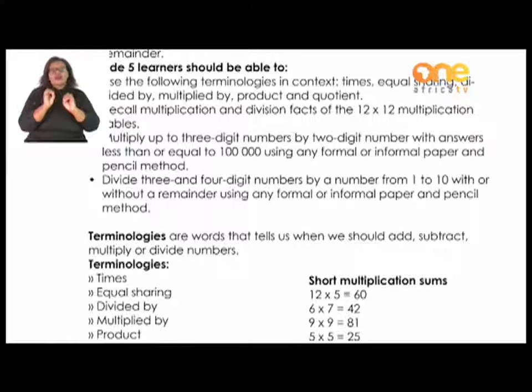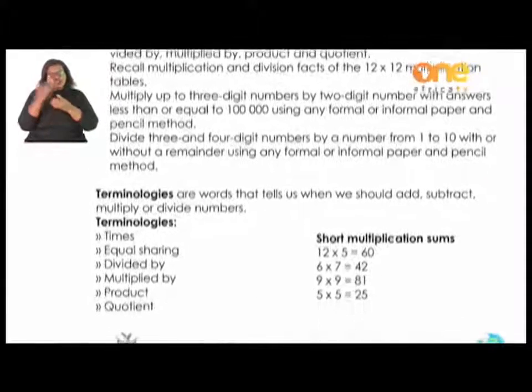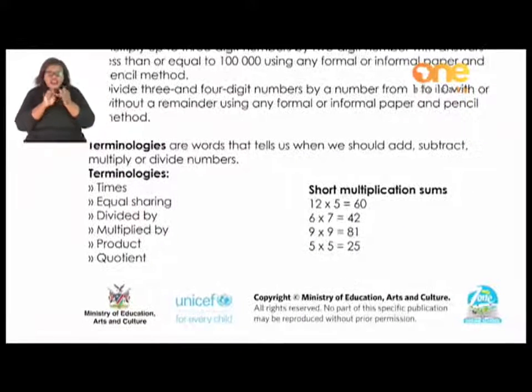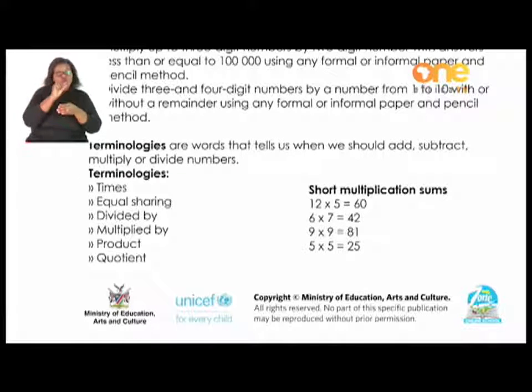Last competency: the learner should divide 3- and 4-digit numbers by a number from 1 to 10 with or without a remainder using any formal or informal paper and pencil method. The terminology to be used for today: but before we go to the terminology, we need to know what terminologies are. Terminologies are words that tell us when we should add, subtract, multiply, or divide numbers. These terminologies are times, equal sharing, divided by, multiplied by, product, and quotient.